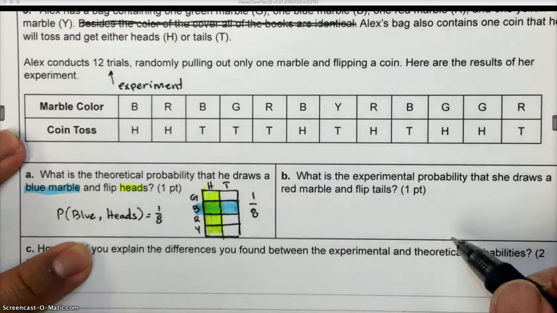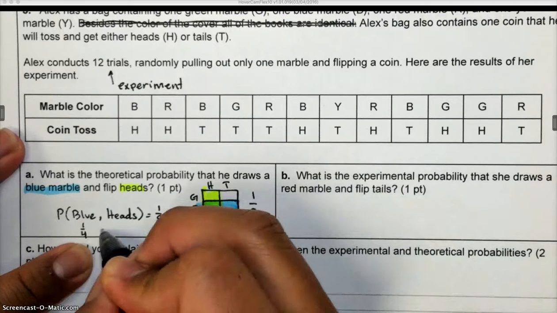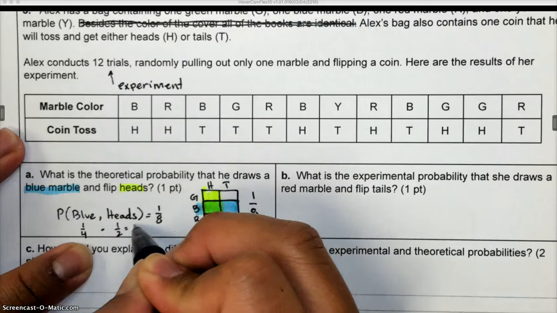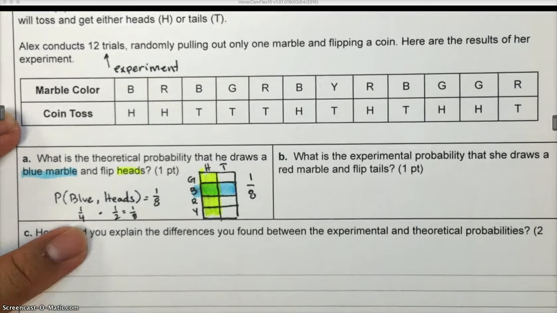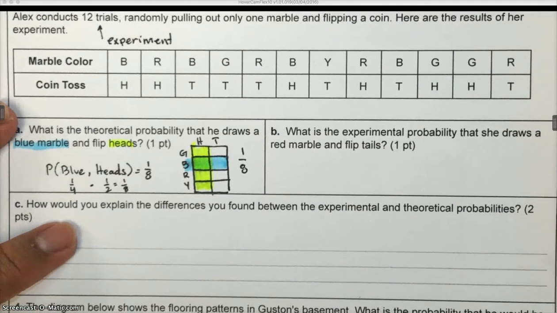Now, if we did this using multiplication, we could say that the probability of blue is 1 out of 4, because there's 4 colors. And I can say heads is 1 out of 2. And I can multiply together and get 1 out of 8. It ends up being the same thing. Again, pause, rewind, replay if necessary. What is the experimental probability that she will draw a red marble and flip tails?